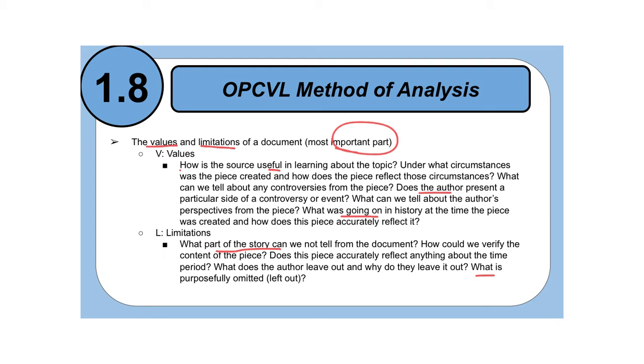With this, if you can't figure out why a document is limited, then think about this. What part of the story can we not tell? How can we verify the content of this piece? How can we verify it? Does this piece accurately reflect something?